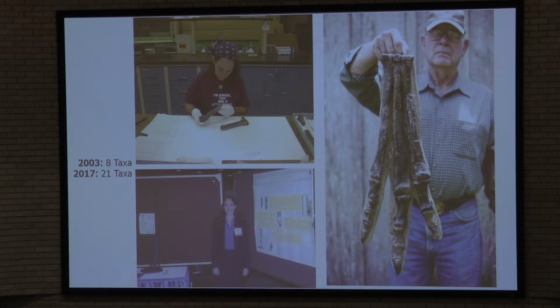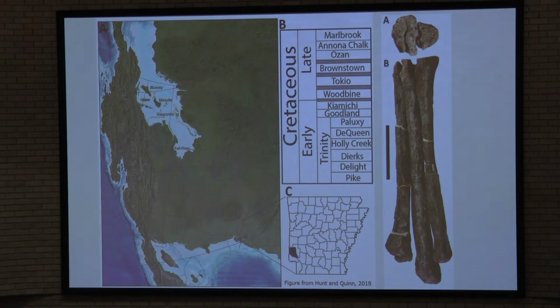I start reading this thing, and I start realizing how much research had been done just in the period of time between 2003 and 2017. There were up to, at that time, 21 taxa recognized. And I was like, okay, maybe I should go back and look at that now, and maybe I could do something with that. So this is what it would have looked like back then. This is coastal Arkansas again. We kind of had coastal front property.